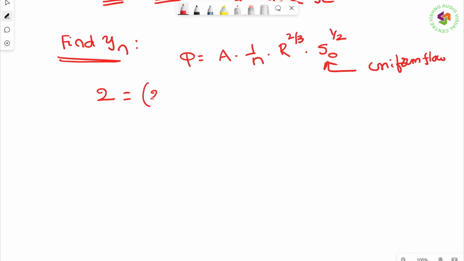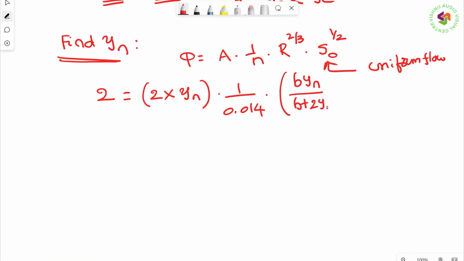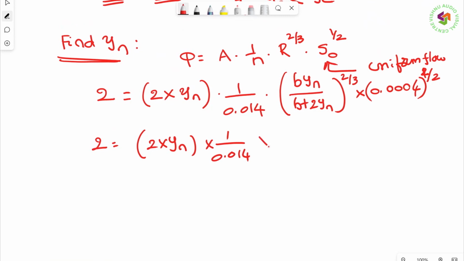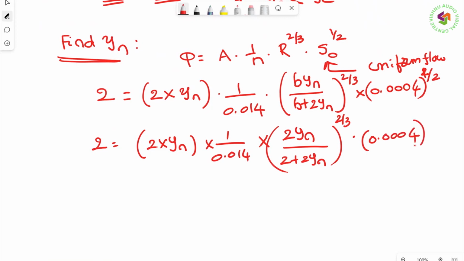Then basically, what is A? A is equal to the width he has given, B is 2, into yn, into 1 by n, how much? 0.014. R is equal to A by P. A means area. B into yn divided by B plus 2yn, whole to the power of 2 by 3, into S is 0.0004, whole to the power of half. So once again, this is 2 into yn area into 1 by 0.014, into 2yn divided by 2 plus 2yn, whole to the power of 2 by 3, into 0.0004 whole to the power of half.